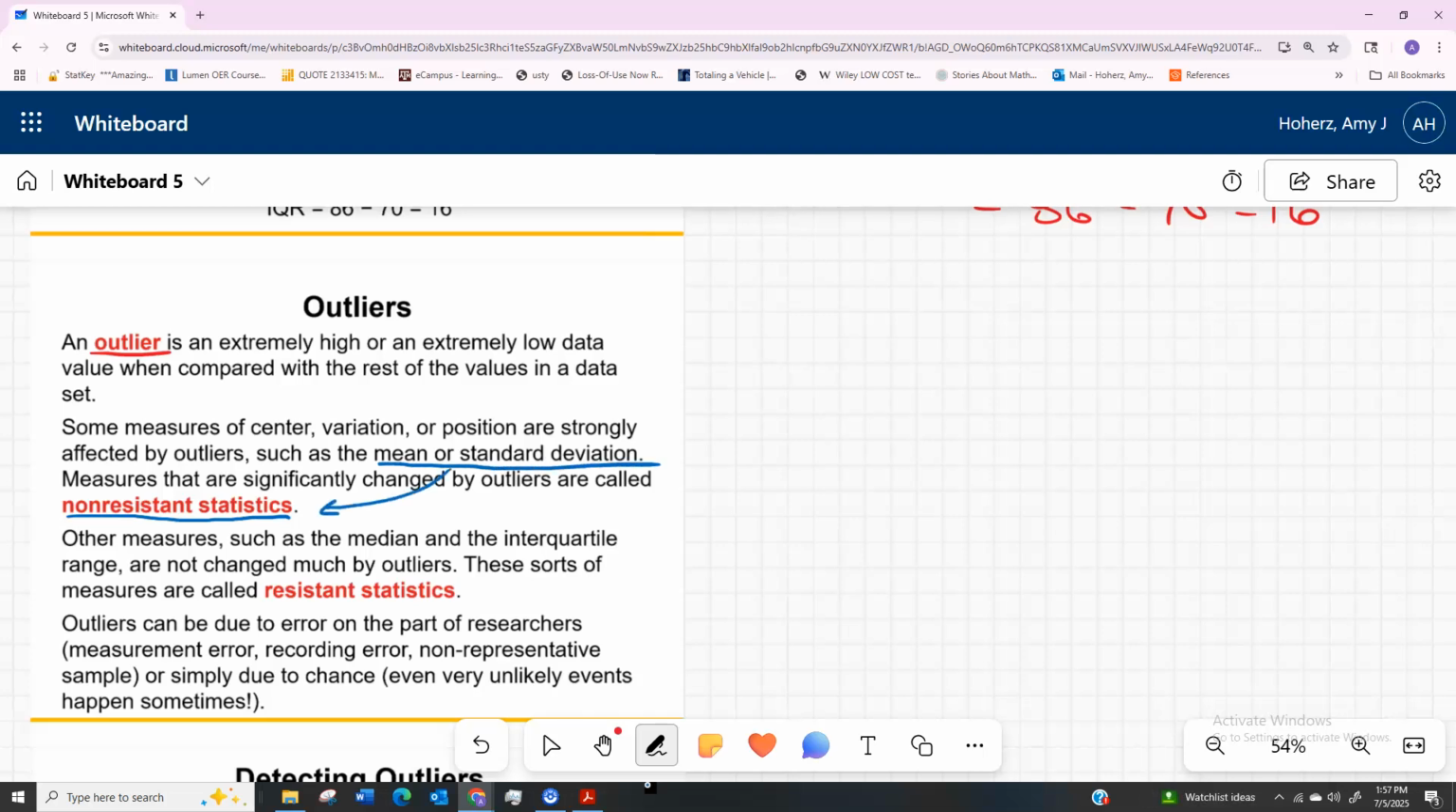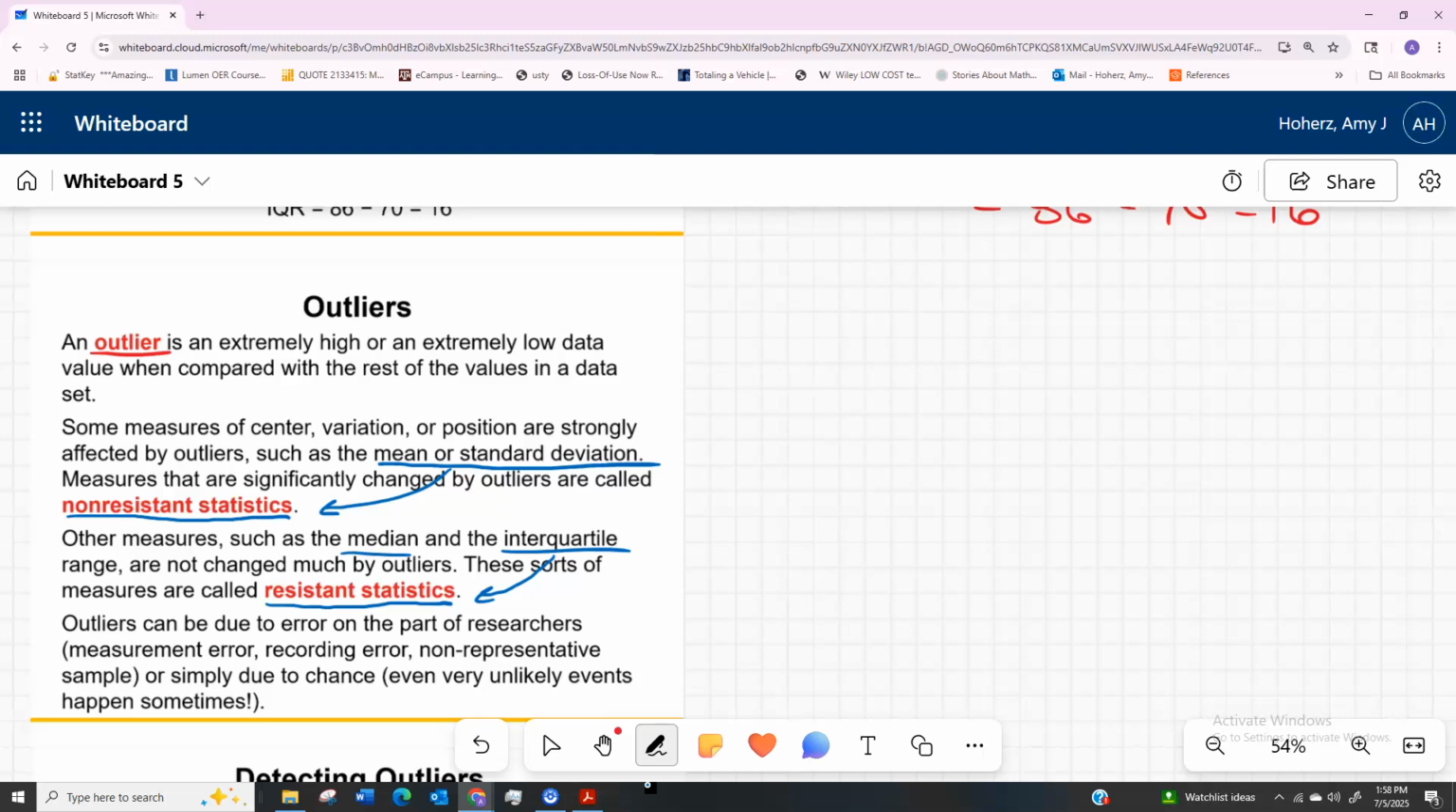Other measures, such as the median or the interquartile range, are not as affected by the outliers, because remember, the median is just the middle. So if you have a really high value, that still doesn't change where the middle of the data is. Or if you have a really low value, that still doesn't change where the middle of the data is. But it could bring down the mean because that is from adding them all up. So the median and the interquartile range are what's considered resistant statistics because they aren't as affected.